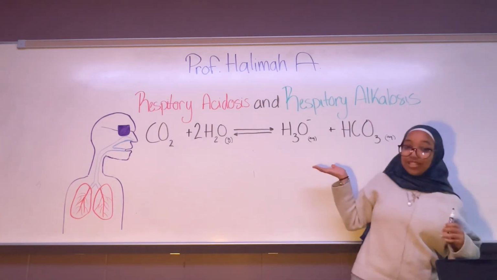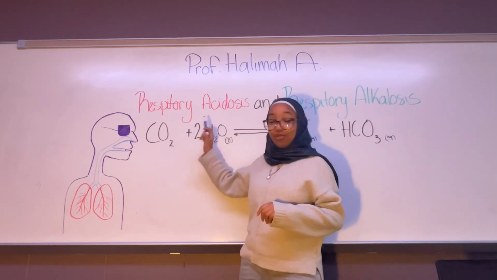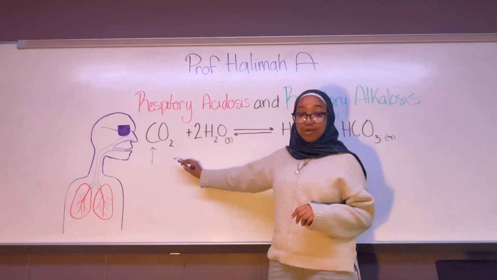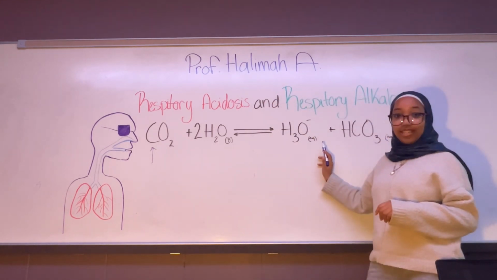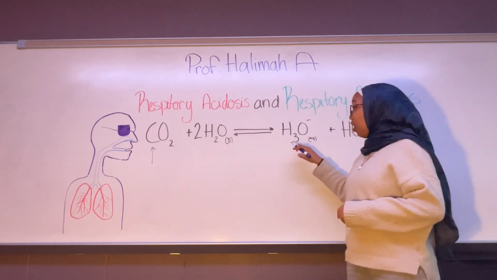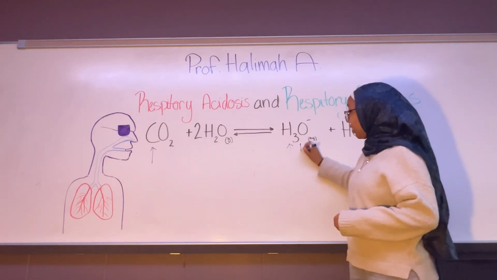Here is the equation for human respiration. And since in respiratory acidosis this CO2 is increasing, according to Le Chatelier's principle, our equation is going to want to go to this side. And over here, we have a little thing called hydronium. And when our hydronium increases, our blood's pH decreases.